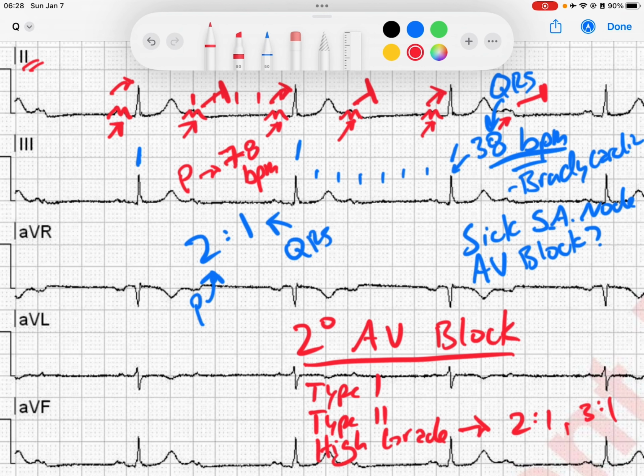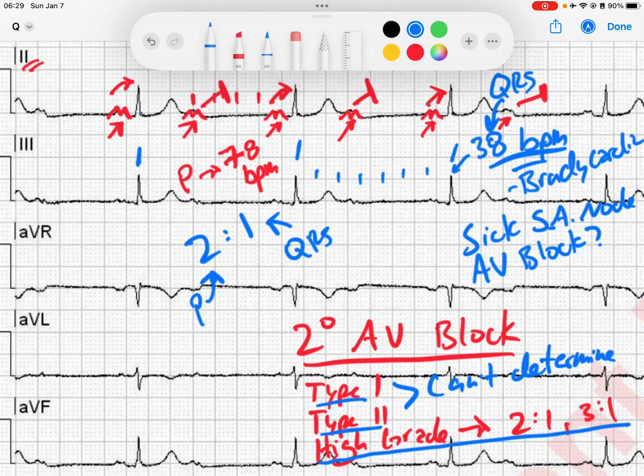Anything where you actually cannot even evaluate if this is a type 1 or a type 2, because in order to evaluate for type 1, we have to have several P's and QRS's in a row to determine if the PR interval is lengthening. To evaluate for a type 2, we have to have several P's and QRS's in a row to determine if the PR interval is staying the same. So we can't determine if this is a type 1 or a type 2 second degree AV block, but we do know that this is a high degree block or a high grade block where we have 2-to-1 conduction in this case.